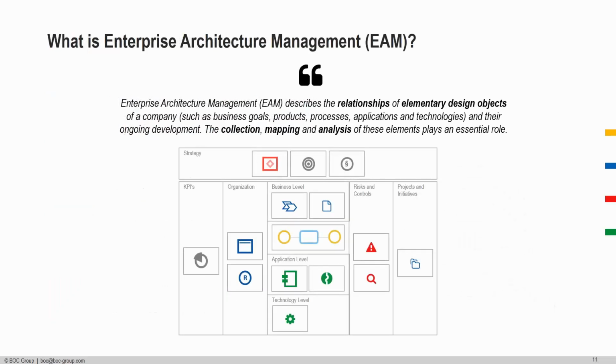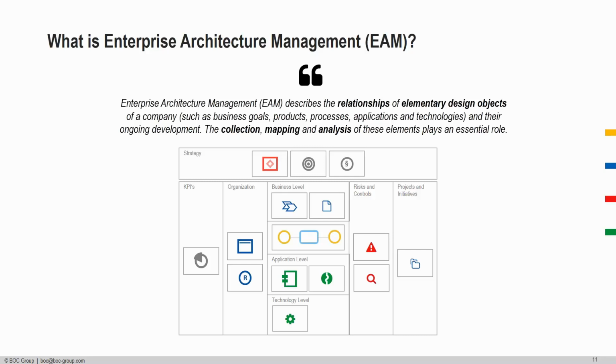Okay, so to begin with the definition, what is enterprise architecture management? There are lots of definitions available, but essentially EAM describes the relationships of the elementary design objects of a company, meaning your goals, products, processes, applications, and technologies, along with their ongoing development. So what we mean is that the collection, mapping, and analysis of these elements plays the essential role with EAM.